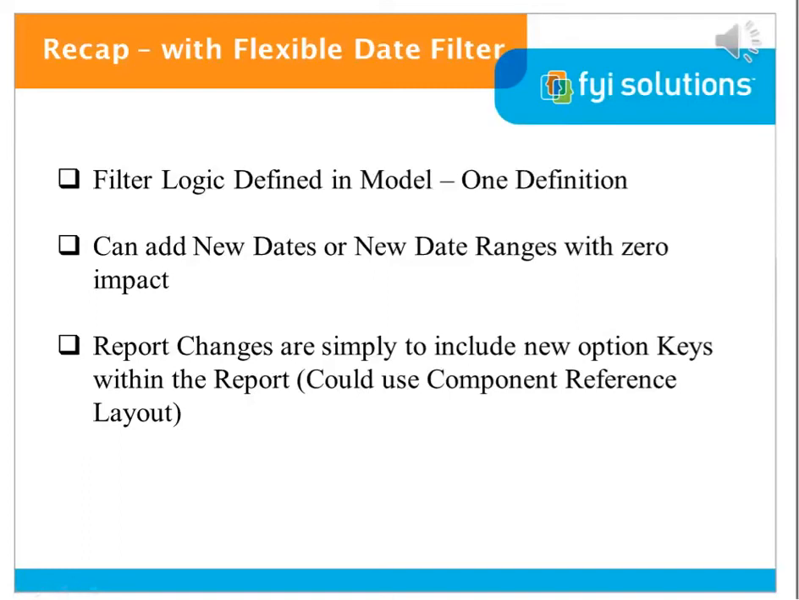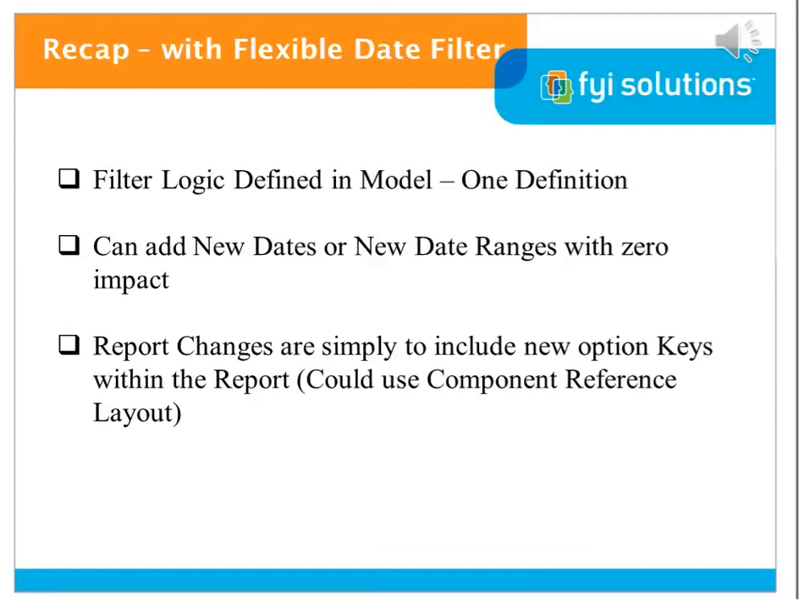So with our new flexible date filter solution, we now have our logic defined in the model. There's just one definition. In addition, there is only one definition per date range. We don't have to have that date range defined for every single date as we did in the past. We can also add new dates or new date ranges with zero impact. There's simply a new line within our parameter maps and then new entries into the prompts on the reports, but they're not tied to the other options as they were in the nested SQL. So adding a new one will not impact how a report runs when other options were utilized.